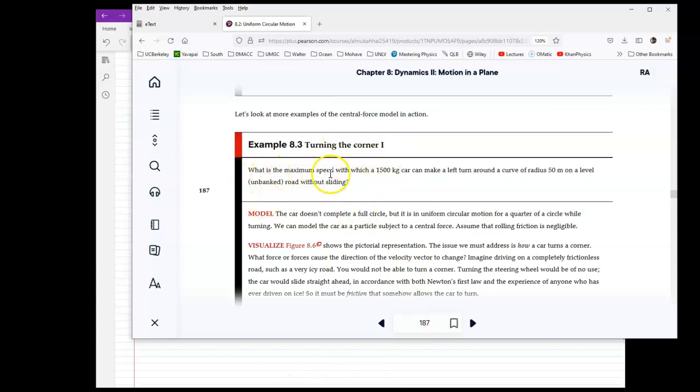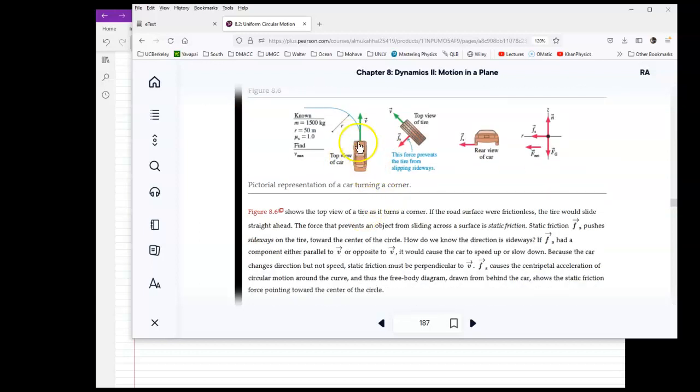What is the maximum speed with which a 1,500 kilogram car, that would be a small car, such as a Honda Civic or something like that, can make a left turn around a curve of radius 50 meters on a level unbanked road without slipping? So here is the car. The mass of the car is 1,500, and this is the left turn right there. So the car is moving like this.